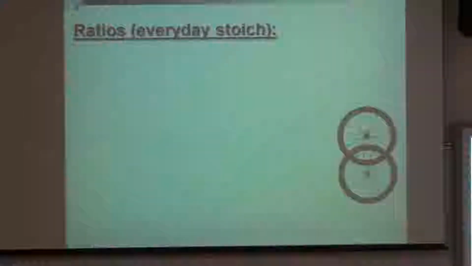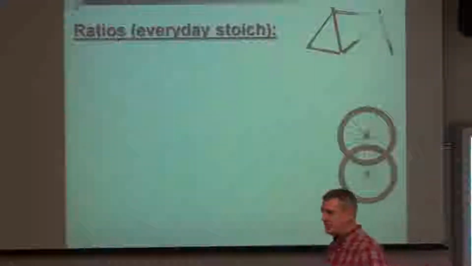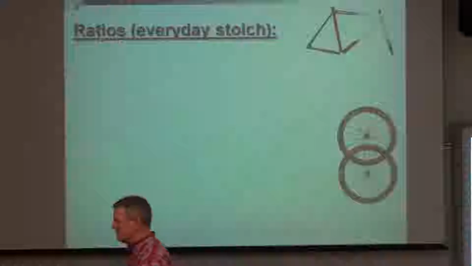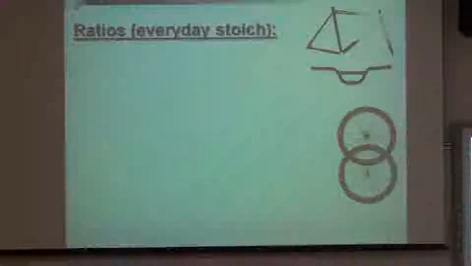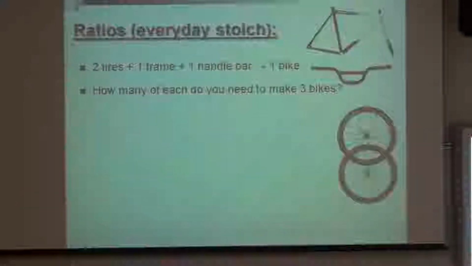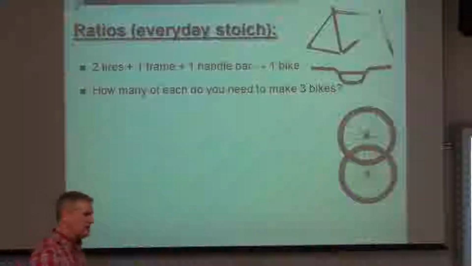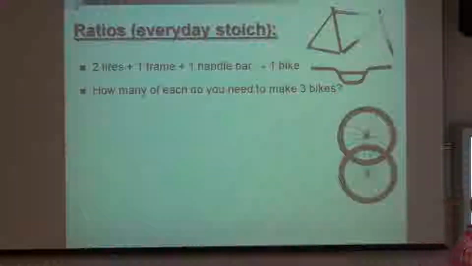So first, ratios. We did recipes early for the first day with the worksheet on, I don't remember what the first recipe was, cookies or something, and then we had ferocious fruit salad. We did the Lego activity, so this is the same deal. So this is bikes. We got frames, handlebars, and tires. So we're just going to assume, very simply, that to make a bike, you gotta have 2 tires, 1 frame, 1 handlebar.